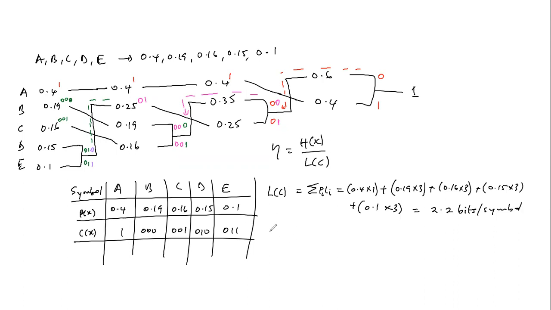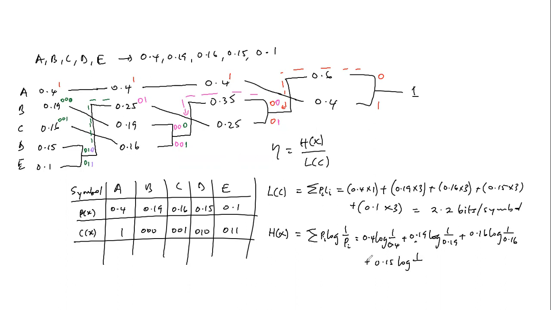Then we know that the entropy H of X is the expected value of information, which is log 1 over p. Okay? Once again, 0.4 log 1 over 0.4, 0.19 log 1 over 0.19, plus 0.16 log 1 over 0.16, plus 0.15 log 1 over 0.15, plus 0.1 log 1 over 0.1.